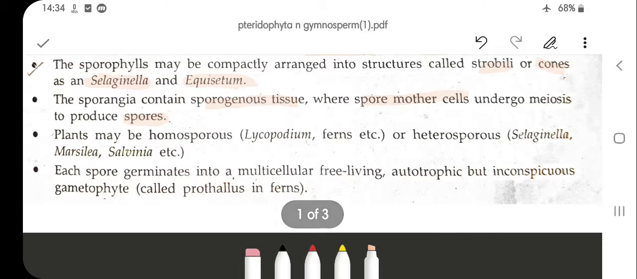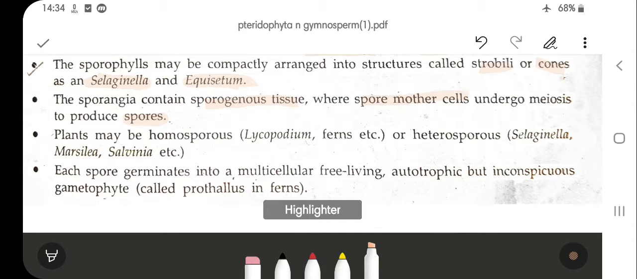The plant may be homosporous, where the spores are of the same shape and size, or heterosporous. The example of homospory is ferns, and of heterospory is Selaginella, and Salvinia is another example of heterospores. Homo means they are of the same shape and size, and hetero means of different shape and size.